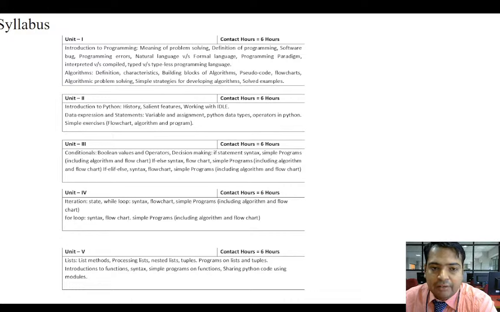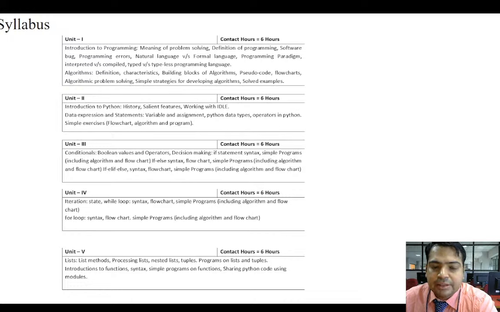Unit one will give you a brief introduction about what is problem solving, why programming is required, what are the different types of programming languages, and for any programming we have something called an algorithm, flowchart, and pseudocode, which we are going to explain in detail. After this, in unit number 2, we are going to study the basic introduction of Python programming. What is Python programming? What are its salient features? And we generally make use of an ideal environment to execute these Python programs for your syllabus. About that, we are going to discuss in brief.